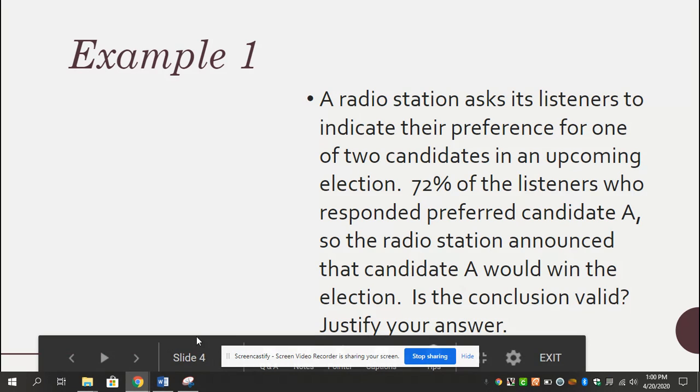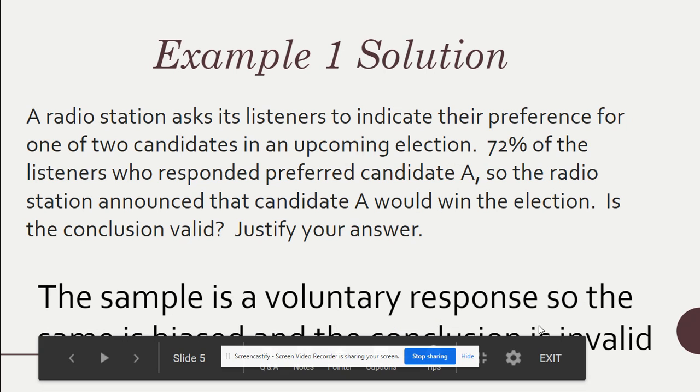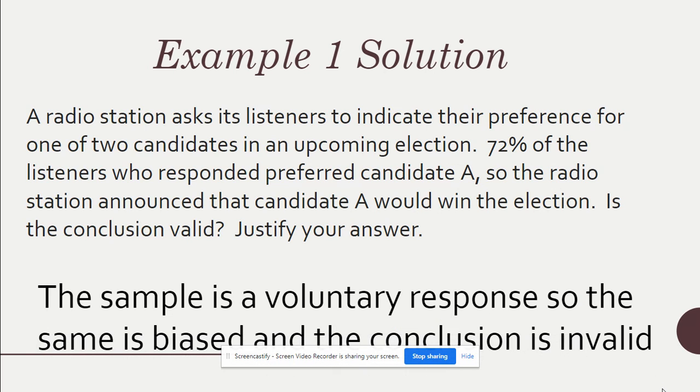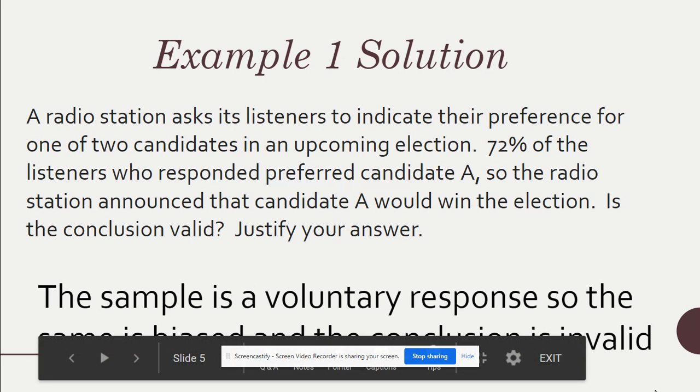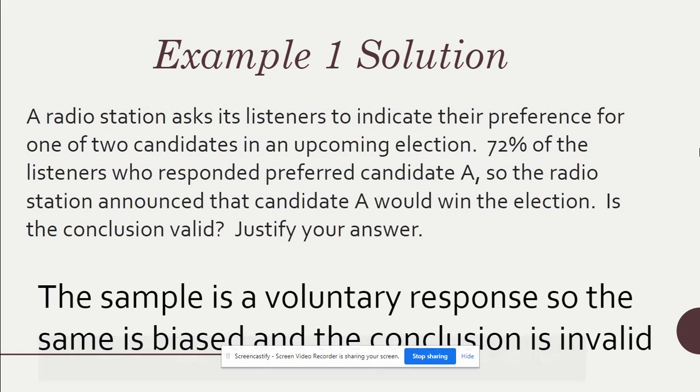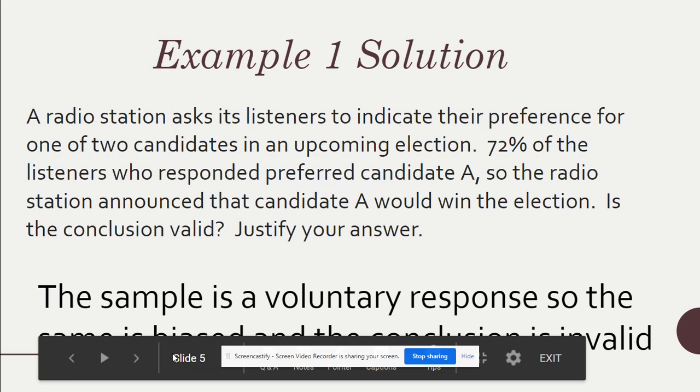let me go ahead and move on to the next slide so you can see the results here. This sample is a voluntary response because the radio station has sent out the survey, but people then have to respond, right? It asks its listeners, and so not every person responds. So maybe people that have a really strong opinion one way or the other are the ones that are responding. And so this is going to be a biased sample. The conclusion cannot be considered valid. It would be invalid because you're requiring that voluntary response instead of just making it random.